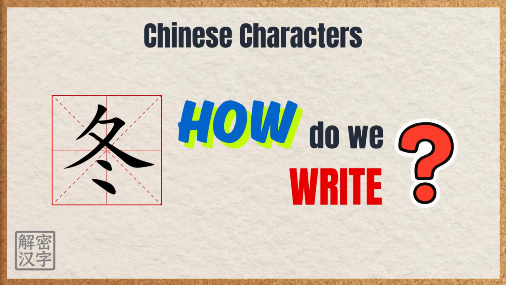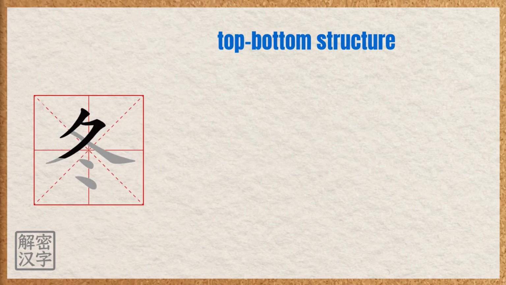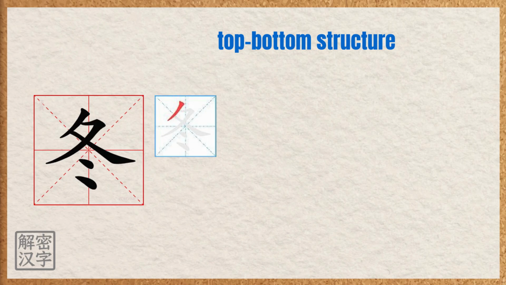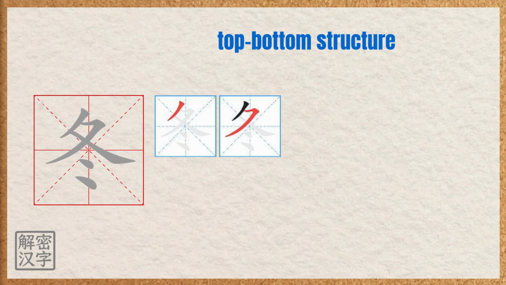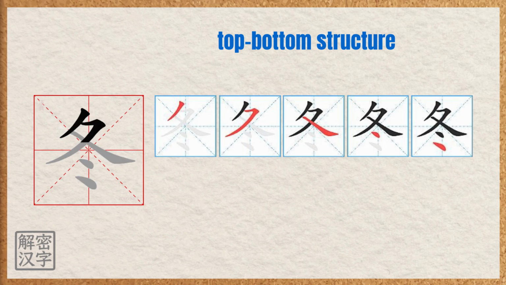How do we write the character dōng? Follow the top to bottom stroke order. Start with the top part. First, write a left falling stroke near the top center. Next, write 1 horizontal left falling stroke beginning slightly to the right. Then, write a right falling stroke from the center extending downward across the second stroke. Finally, add the 2 dots at the bottom. Did you get it right?